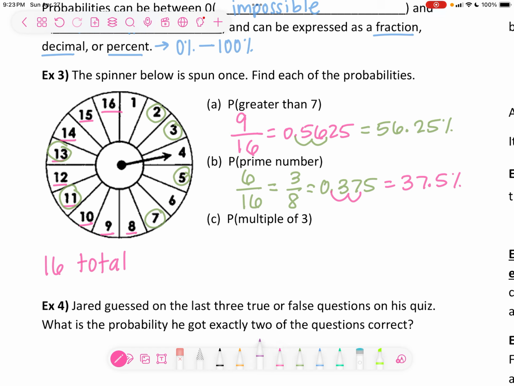Then we can look at the last one, probability that we get a multiple of 3. So starting at 3, a multiple of 3: 3, 6, 9, 12, and 15. Just adding 3 each time, right? So there's 5 of them. So 5 out of 16, which does not simplify. So I'll just divide it. I get 0.3125. Okay, convert that to a percent, excuse me. So that's going to be 31.25%. A little bit less likely than the prime number.